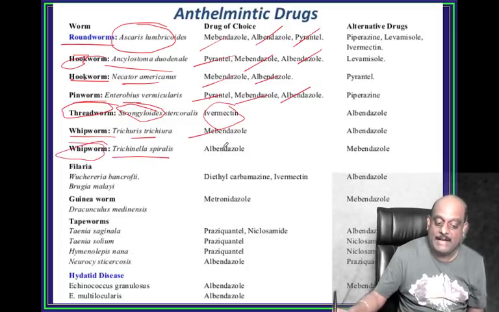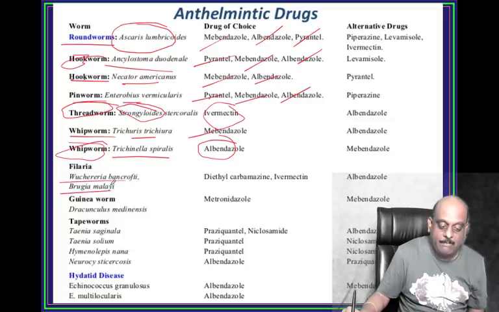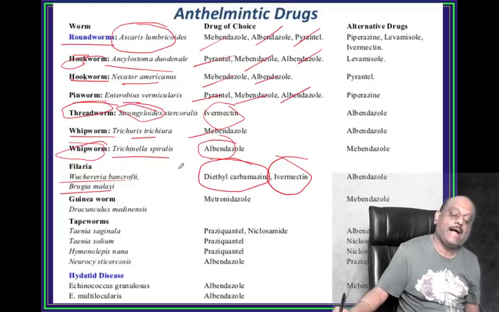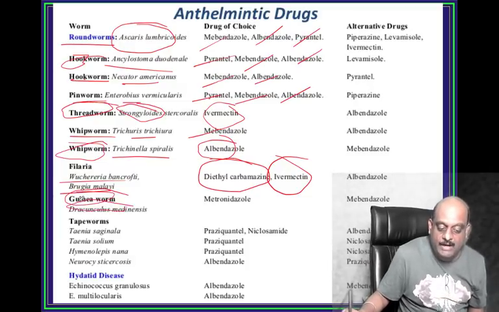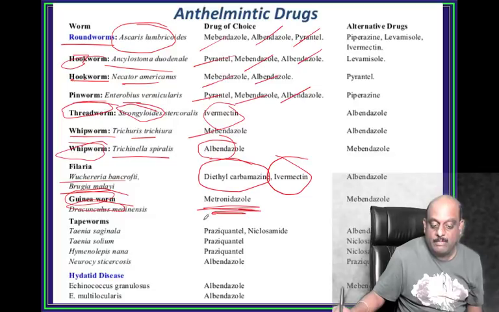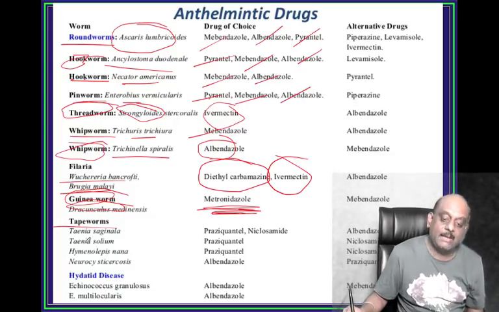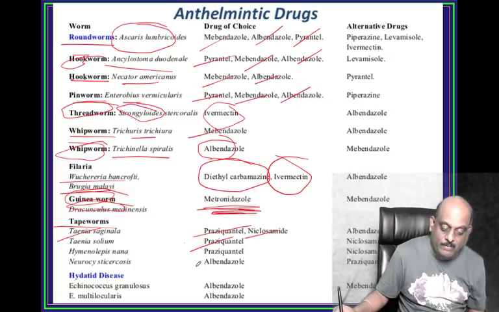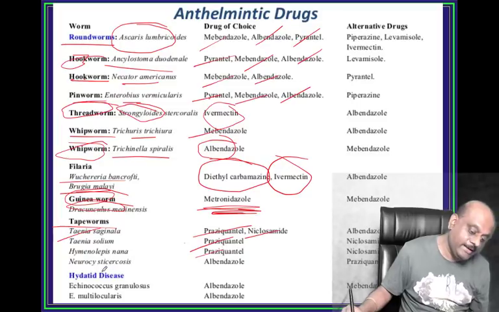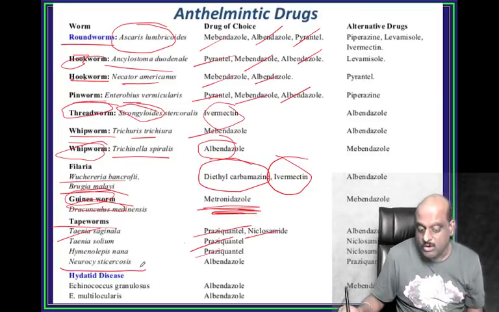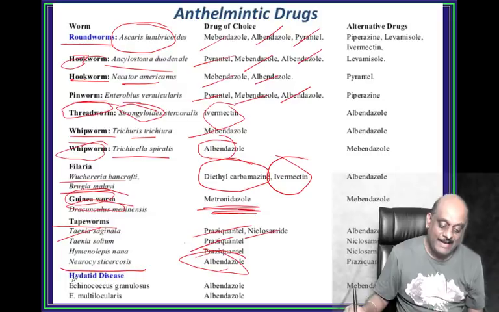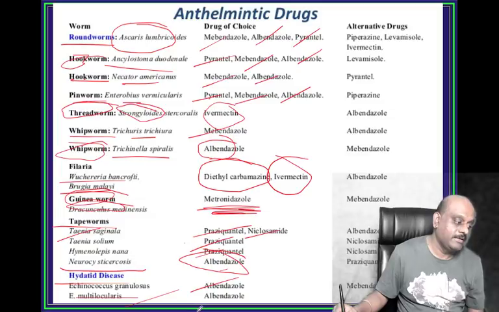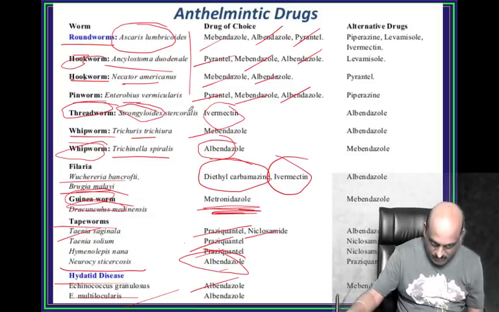Trichinella spiralis: albendazole. Wuchereria bancrofti, filariasis: diethylcarbamazine and ivermectin. Guinea worm, Dracunculus medinensis: you will give metronidazole. Tapeworms: Taenia saginata, praziquantel, niclosamide. Taenia solium, praziquantel. Hymenolepis nana, praziquantel. Neurocysticercosis: albendazole. Hydatid disease, Echinococcus granulosus: albendazole. That is the end of the story.